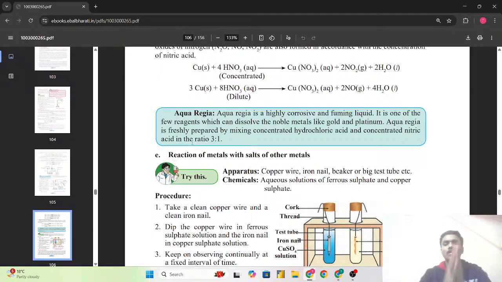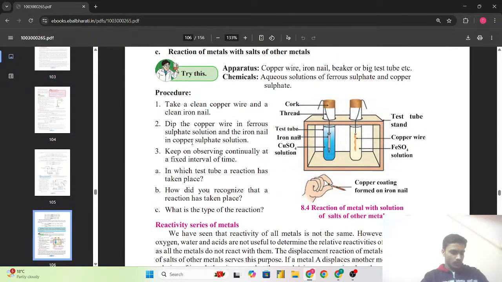और aqua regia ये एक highly corrosive and fuming liquid होता है, और इसमें noble metals like gold and platinum can be easily dissolved. और aqua regia बनता है mixing the concentrated hydrochloric acid and concentrated nitric acid in the ratio of 3:1. अगर 3 ml अगर हम हाइड्रोक्लोरिक एसिड लेते हैं concentrated, तो 1 ml हमें नाइट्रिक एसिड लेना पड़ेगा. So this is about the aqua regia.